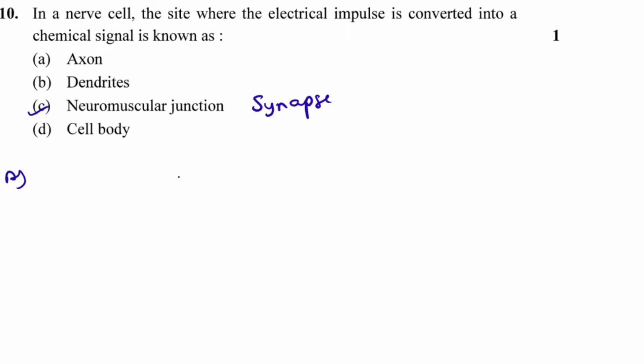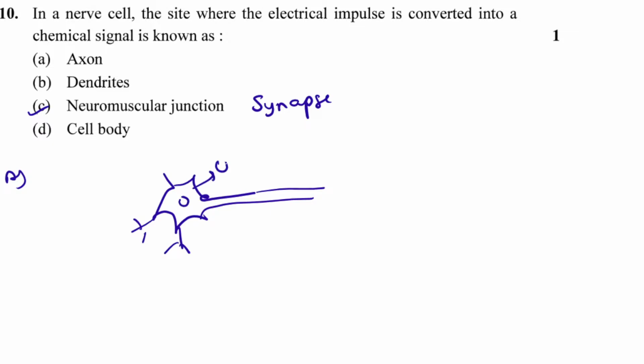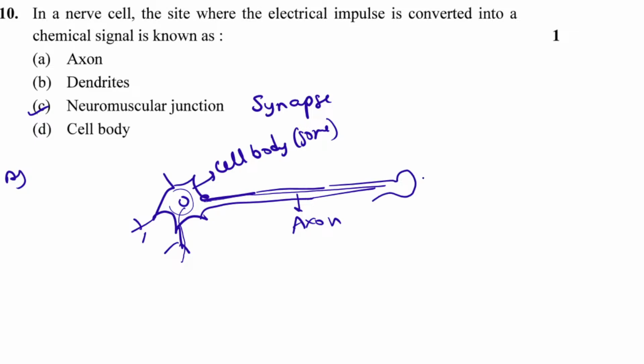Okay, so how it is happening: if you remember the neuron diagram, it will be like this. These are dendrites. From dendrites we will receive a signal. This is the cell body, also called soma. And this is the axon. So from dendrites the signal will be received, and here the protein synthesis will happen, and due to that energy it will get transmitted from axon to the neuromuscular junction. So here the electric signal will be converted into chemical signal. Hence the answer is neuromuscular junction, not cell body or dendrites or axon.